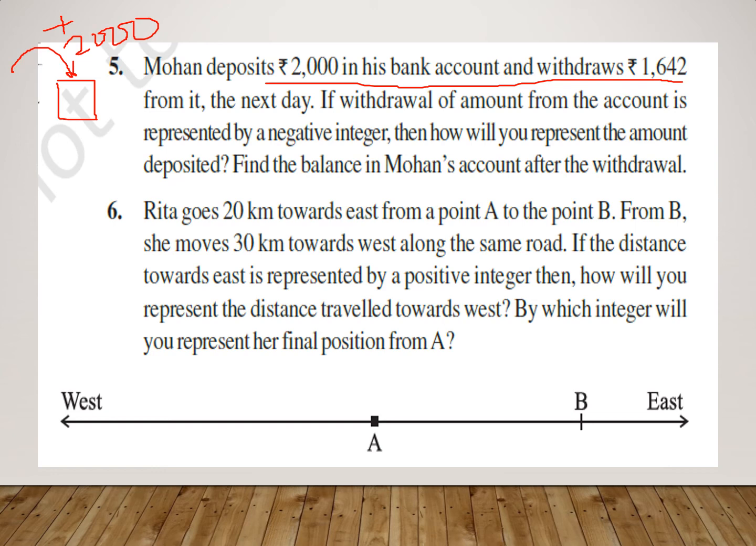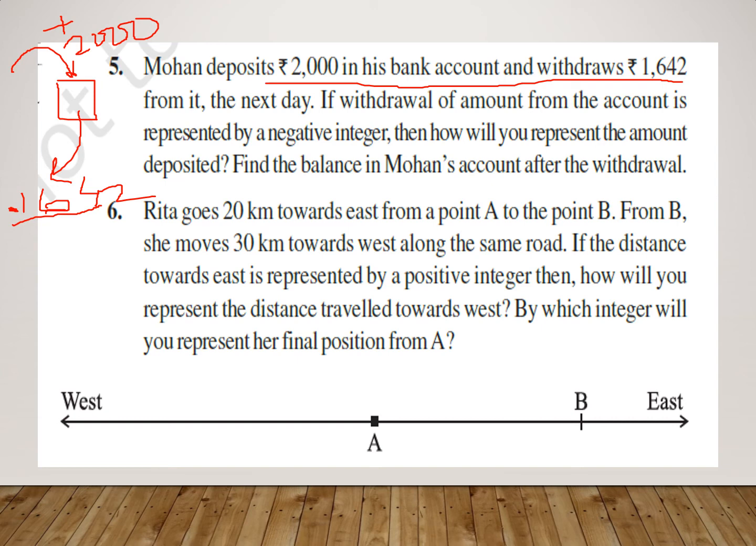And withdraws how much? 1642 rupees from it the next day. So next day he took out how much? 1642. Should it be positive or negative? Obviously, when you put the money in the bank, your balance increases, but when you take out the money from the bank, your balance decreases. That means this is negative. Whenever you take money out, it is taken as negative. You can check in your passbook also. Whenever you take out money from your debit card or credit card, the balance reduces in your account. That means you are subtracting that value from your balance.